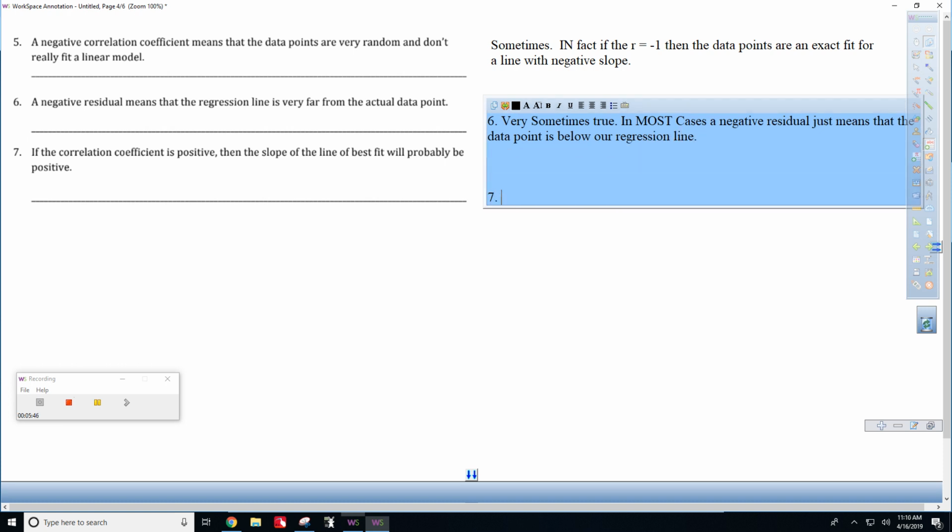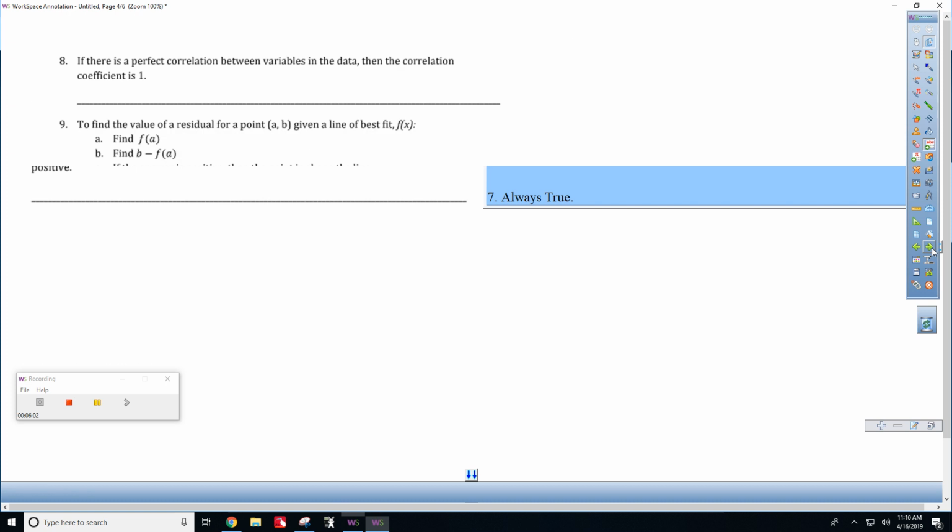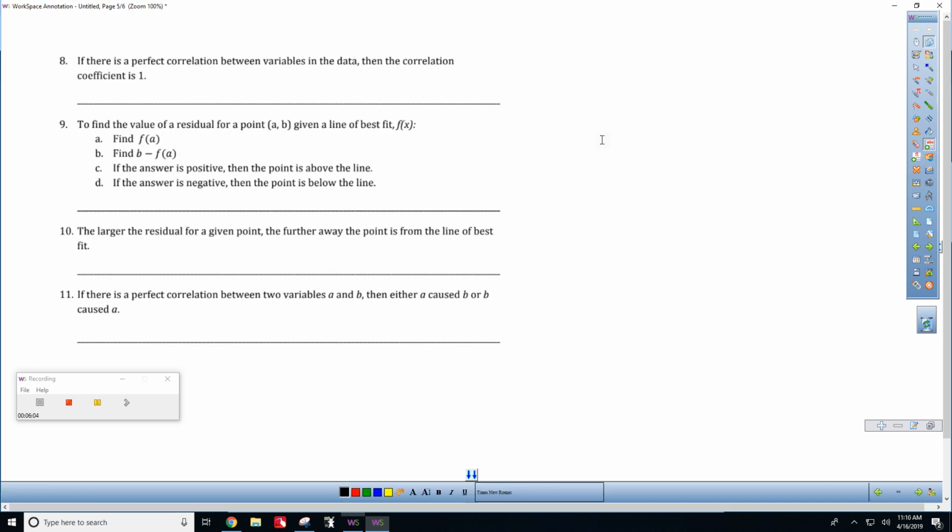7. If the correlation coefficient is positive, then the slope of the line of best fit will probably be positive. This is always true. That's what a correlation coefficient being positive tells you. 4 more.